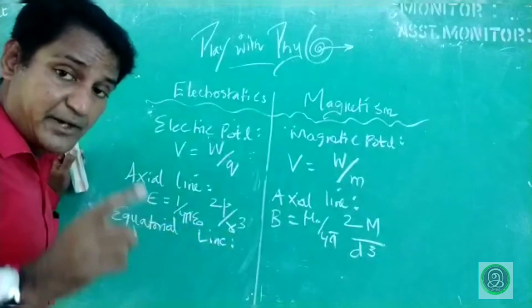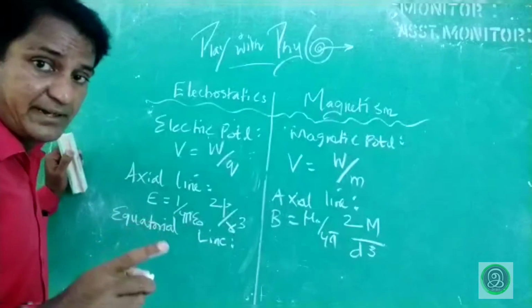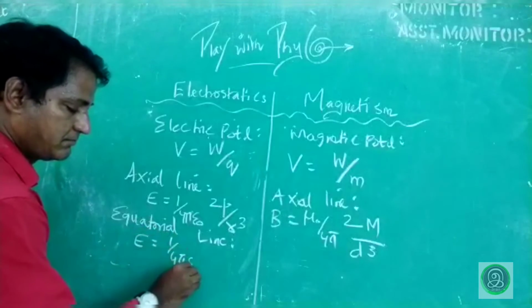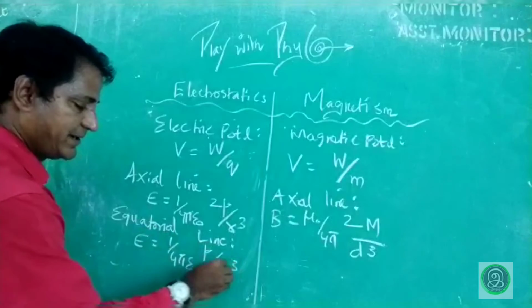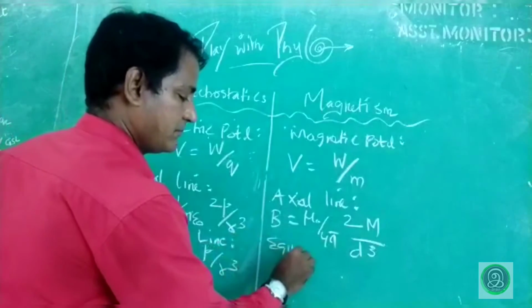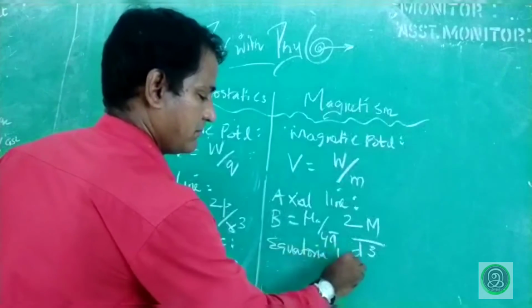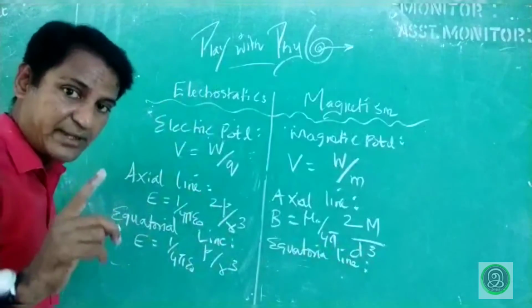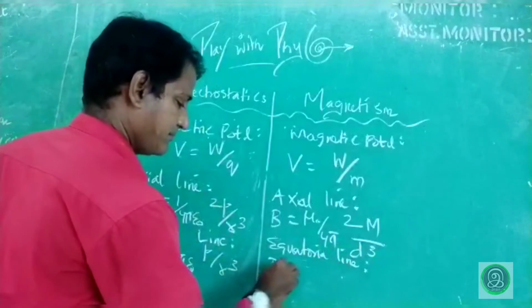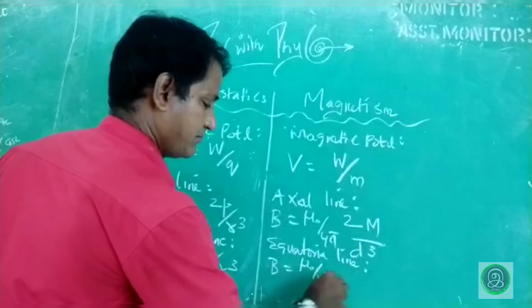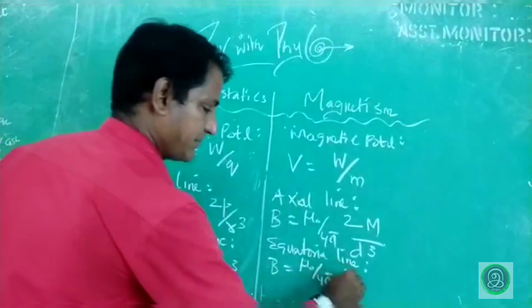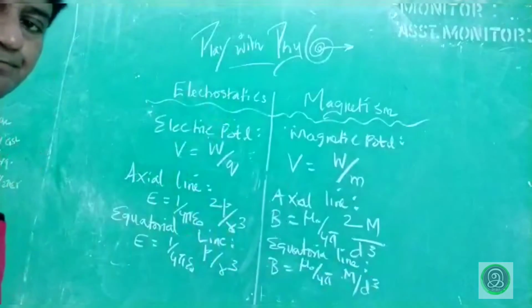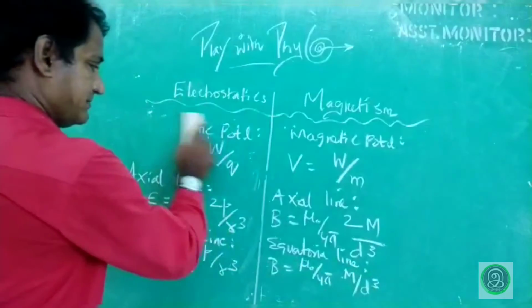So the electric field due to an electric dipole along the equatorial line is small p by r cube. Here the magnetic induction due to a bar magnet along the equatorial line is, in place of p, capital M, in place of r cube, d cube. Okay, let me write this.